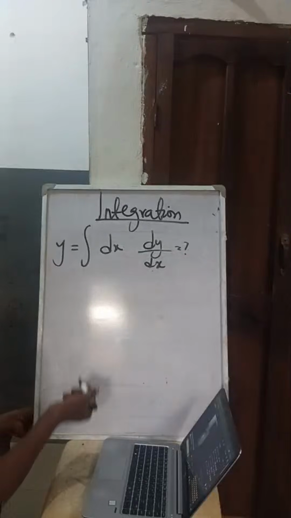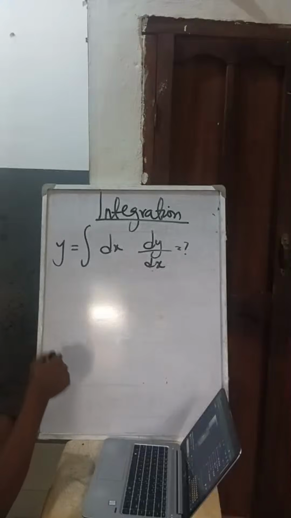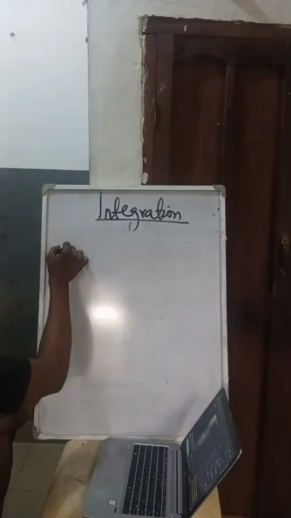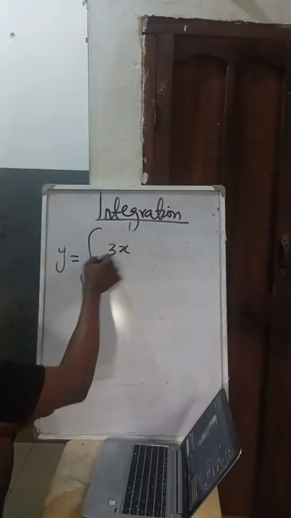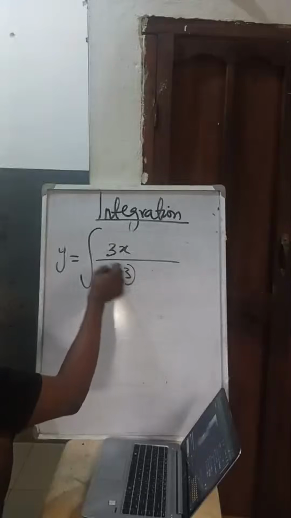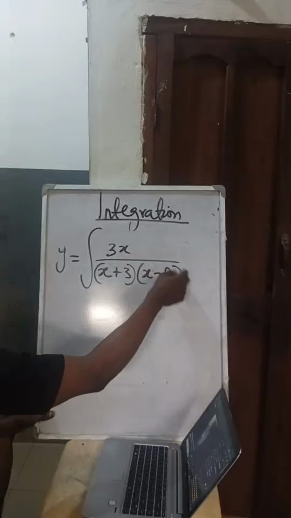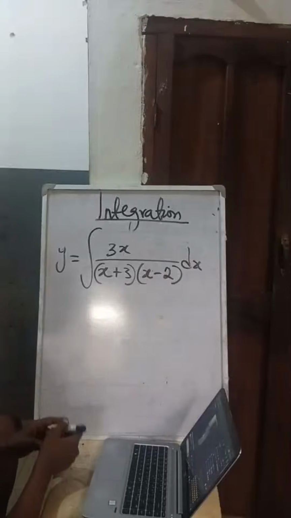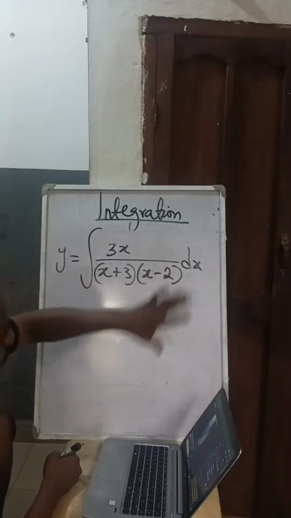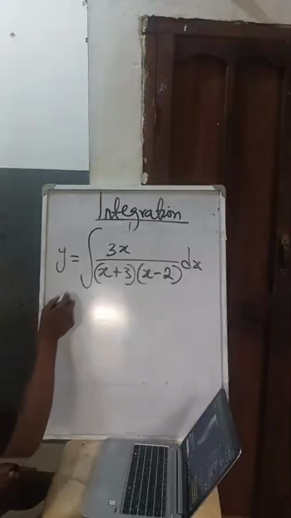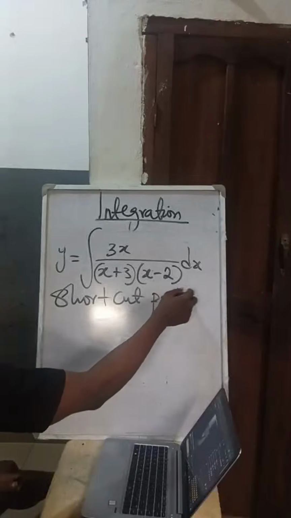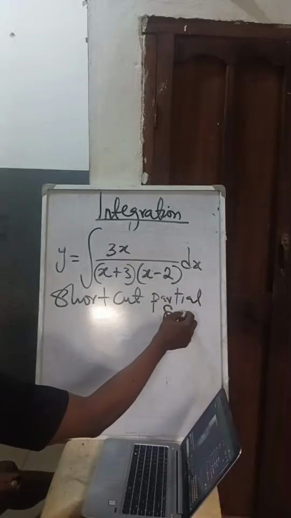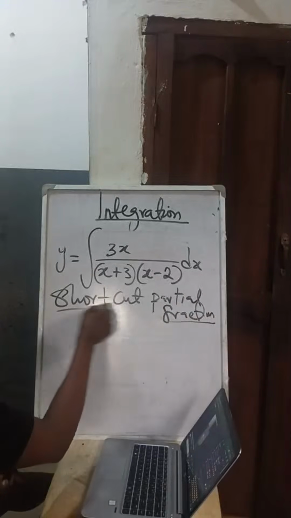We have methods of integration, but our aim today is to integrate 3x over x plus 3, x minus 2, applying integration by partial fraction. We are using integration by partial fraction shortcut on integration by partial fraction.